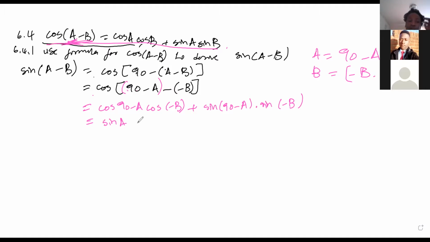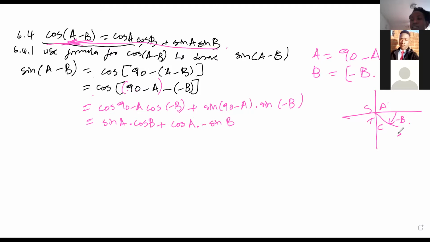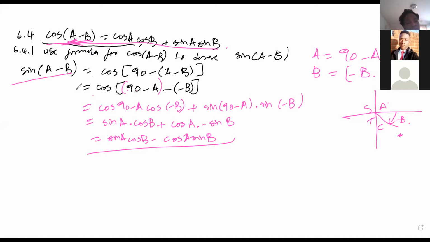Cos negative B, remember, negative is this side, and a cos is positive this side. So that means a cos negative becomes a positive cos. Plus sine(90 minus A) is positive cos A because they are all in the first quadrant. Times sine negative B is a negative sine because sine in this quadrant is negative. Therefore, we have sine A cos B minus cos A sine B. So that is the formula for sine(A minus B). That's how it's proven.